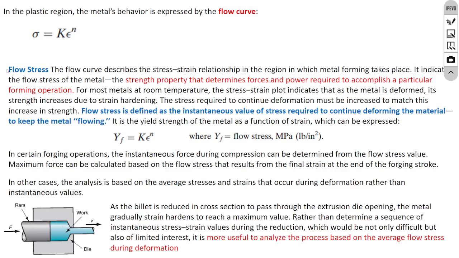Flow stress. What is flow stress? One more time, the flow curve describes the stress-strain relationship in the region in which metal forming takes place. It indicates the flow stress of the metal, the strength property that determines force and power required to accomplish a particular forming operation. After finding the flow stress, we can calculate the power of the motor or the press machine, for instance. Later we are going to practice on such examples.